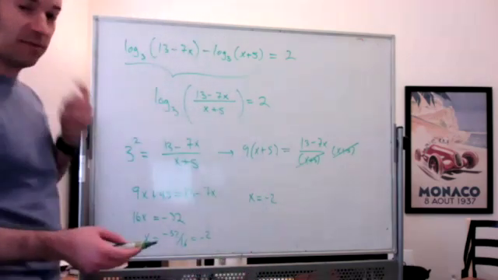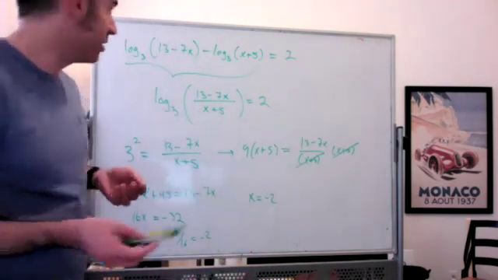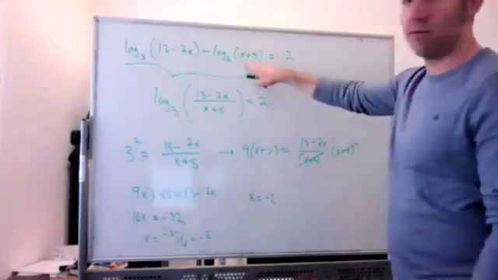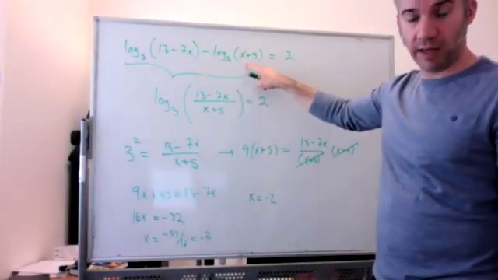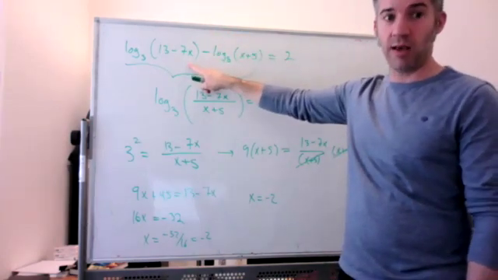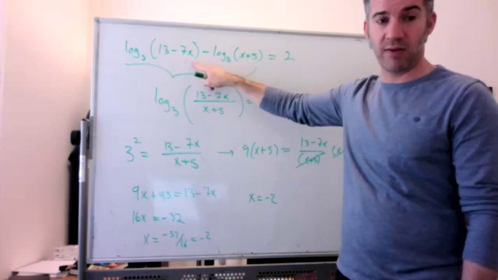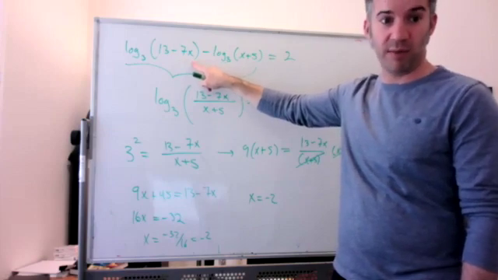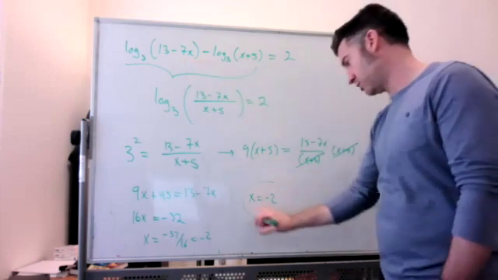And then I need to check and make sure that it's not extraneous. So I plug in negative 2 here. That's okay. Negative 2 plus 5 is positive. I plug in negative 2 here. That's okay. 13 minus 7 times negative 2 is 13 plus 14, which is definitely positive. So negative 2 checks out.